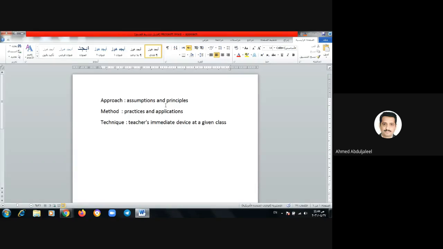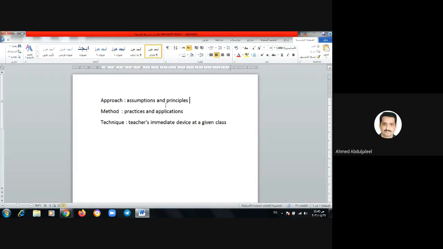Now, we move to the method. Method is what? A number of practices and applications. You see now, if we compare, approach is something purely theoretical, while method is something practical. What is the difference here? Here, these principles, we are going to find their own application in the teaching situation.